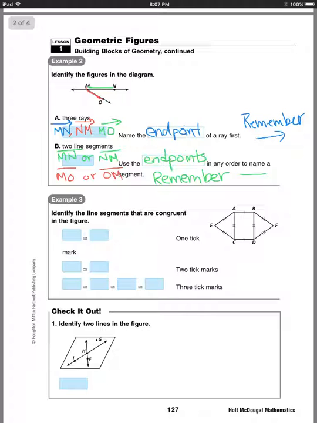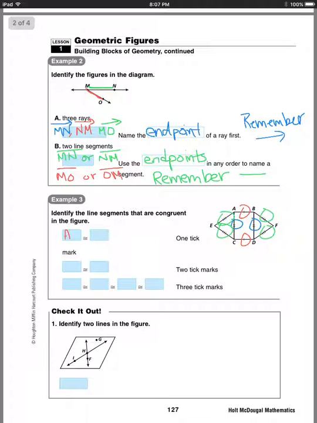Okay? Identify the line segments that are congruent in the picture. Congruent means from above, or the first page, figures that have the same shape and size. So we are looking at line segments. Now if you'll notice on this, we have one tick mark, two tick marks, two tick marks, three tick marks, three tick marks, three tick marks, and three tick marks. Those tick marks indicate that those lines are the same length. So our red circle with one tick mark shows that those line segments are the same length.